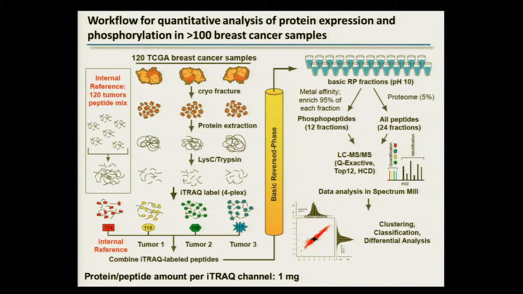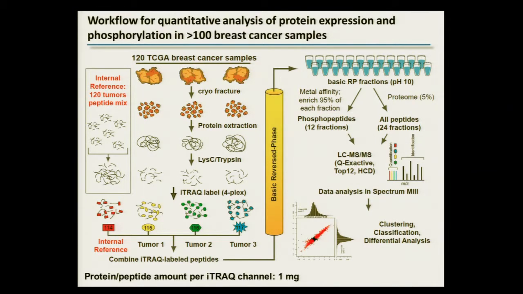So if you do, for example, an iTRAQ 4-plex strategy where we label each tumor by itself in one iTRAQ channel, we can analyze up to 3 tumors within one experiment. And to analyze 120, we have to do 40 iTRAQ experiments, in each of which we have one internal reference that is always the same sample, which allows us in the end to cross-compare and quantitate differences across all those tumors.